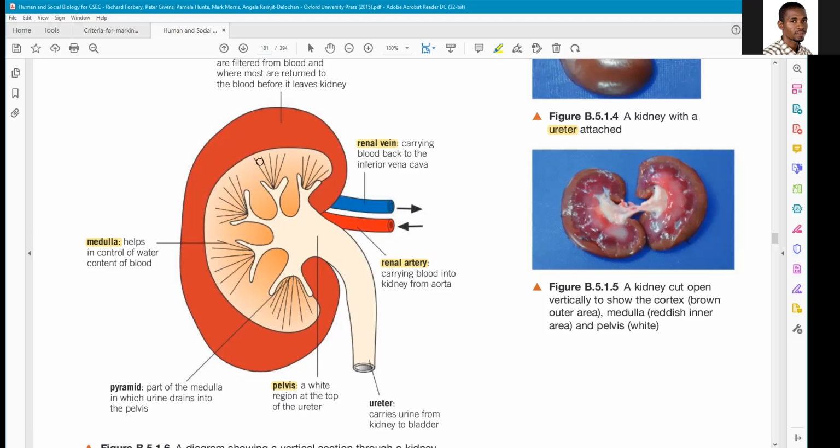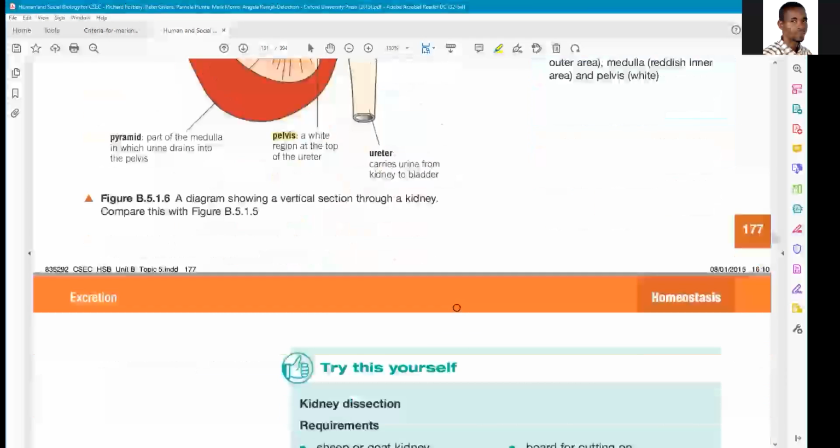So let's move on. By the way, this is a kidney cut open. You see the cortex, you see the medulla, and you see the pelvis inside. Let's move on.